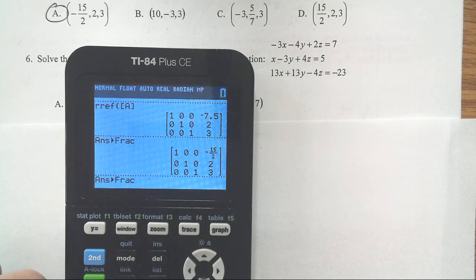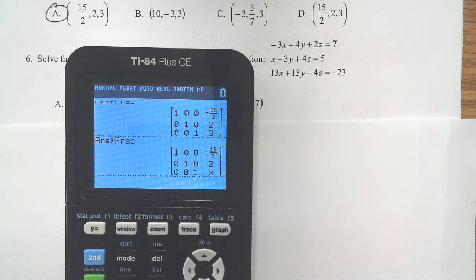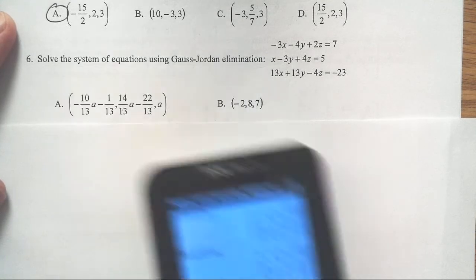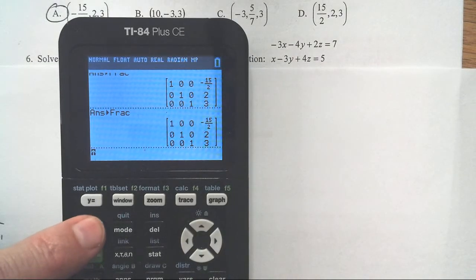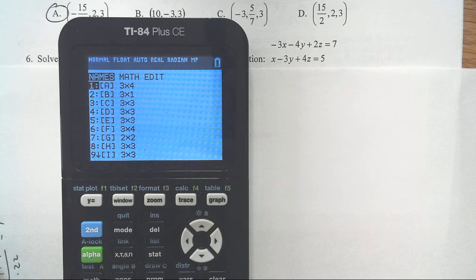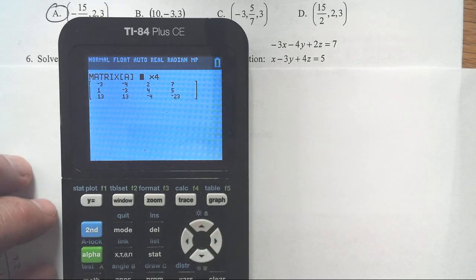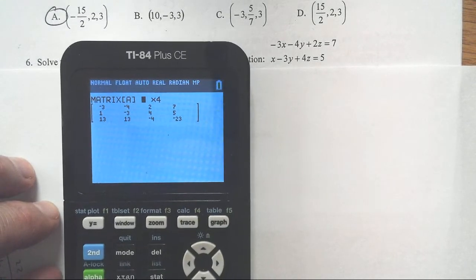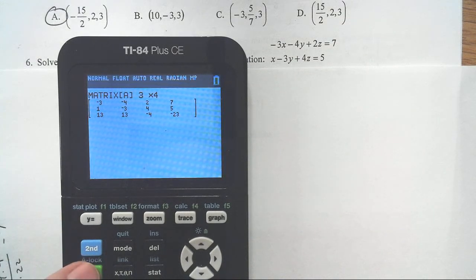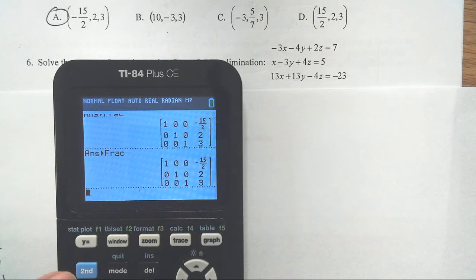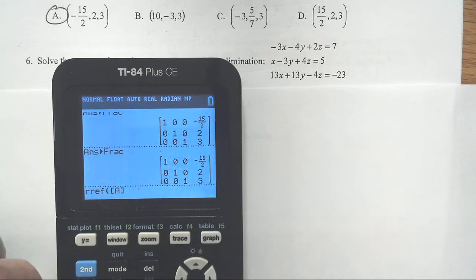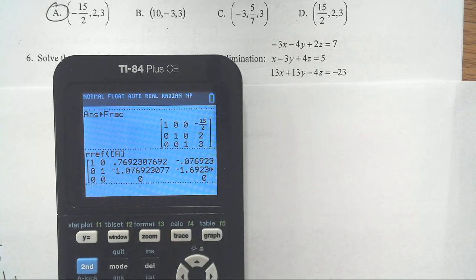Second quit, second enter. And is that the problem I just did? Nope. Second matrix. Let me go back and look at that. Edit. I just entered that one in there. One, negative 3. That's matrix A. Second quit. Oh, I did answer fraction. That was silly. I want to go back to... Got it. There we go. Math fraction.